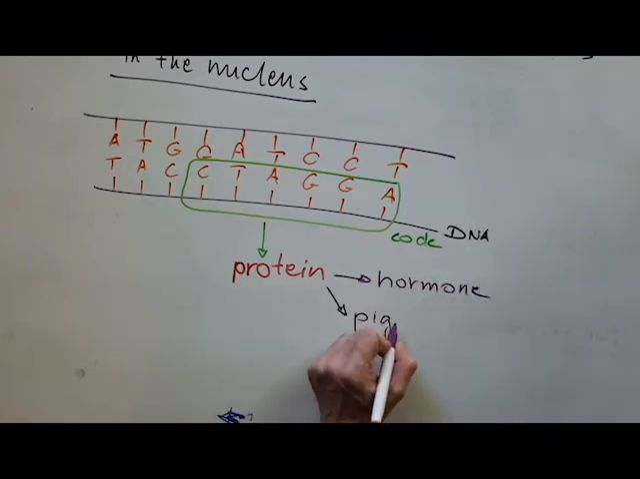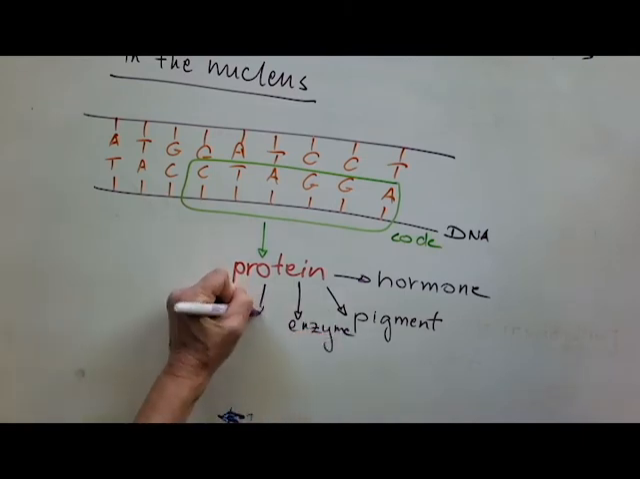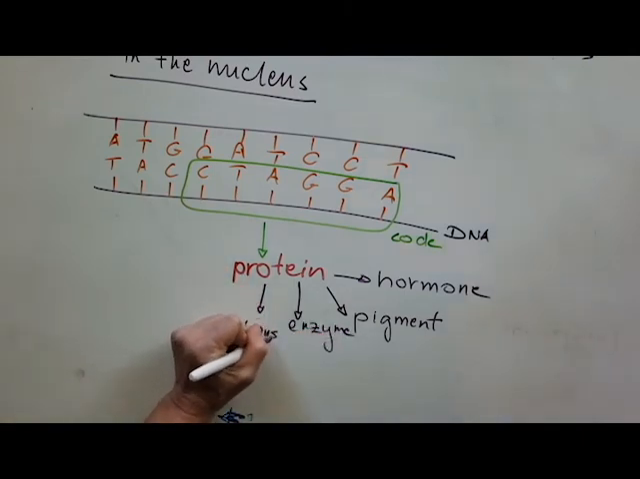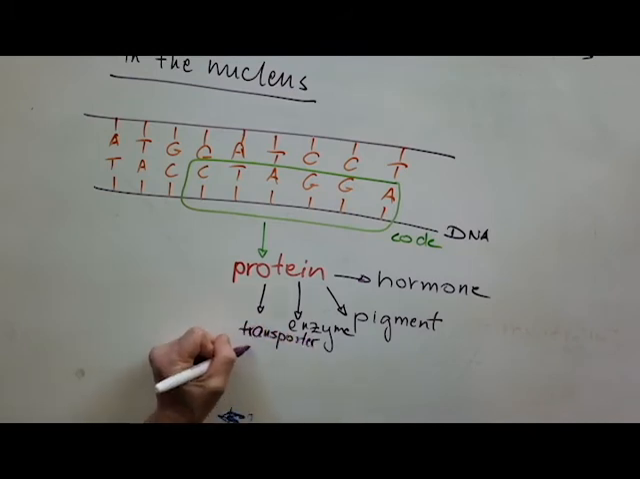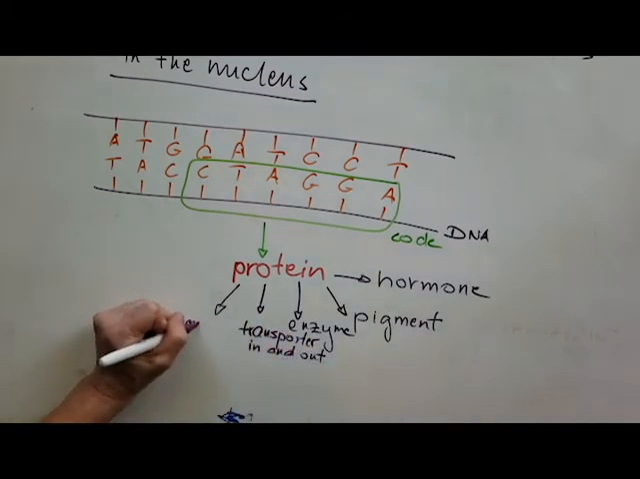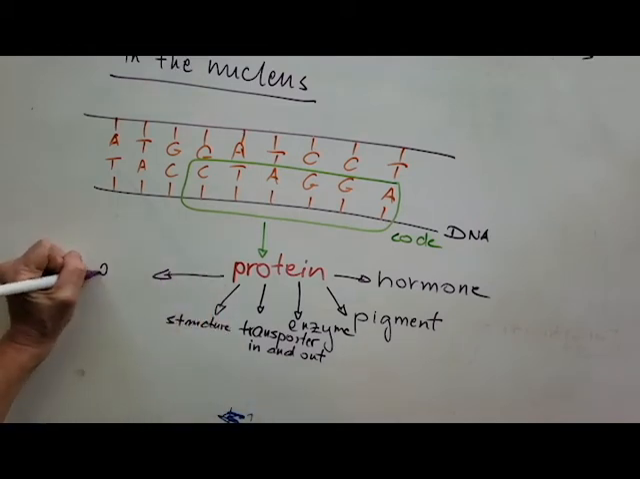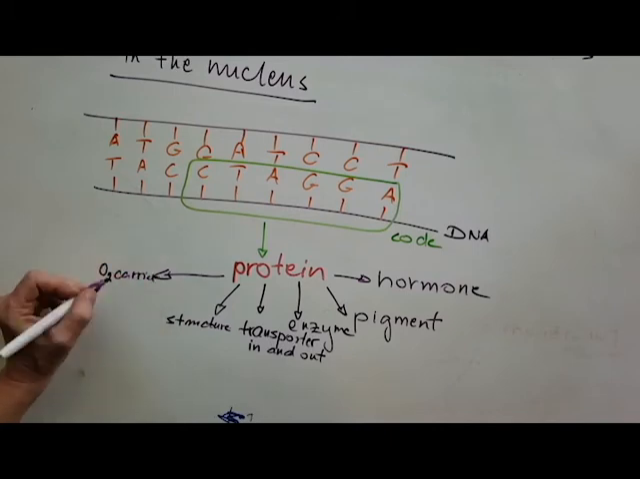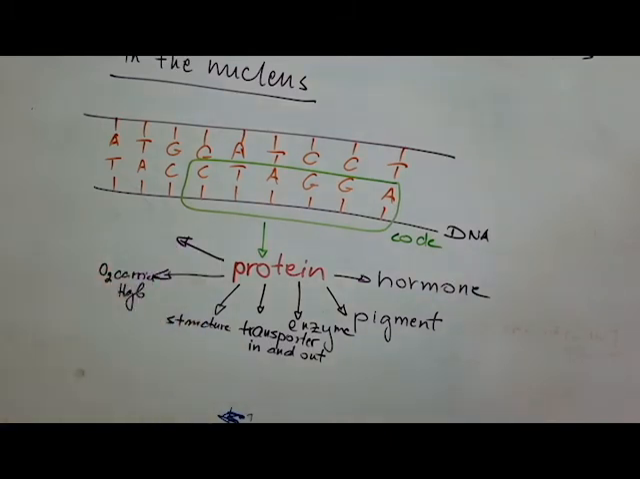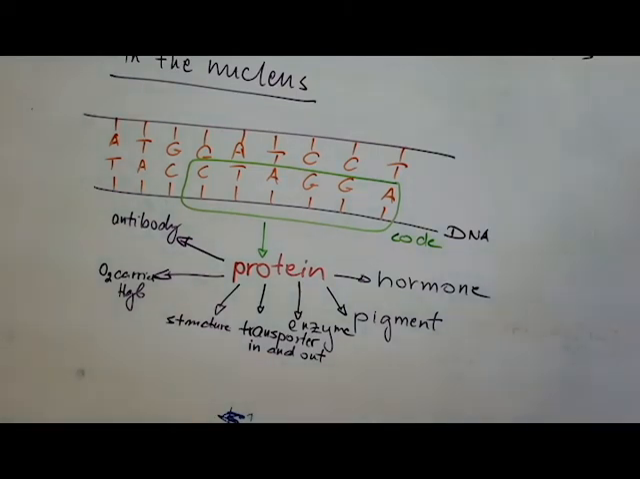It can serve as a hormone or a pigment or an enzyme. It can serve also as a transporter to let in and out chemicals into the cell and out of the cell. It can serve as a structural protein, for example, for hair, as well as it can carry oxygen in our red blood cells in the form of hemoglobin, and it serves also as an antibody against infection to help the immune system.